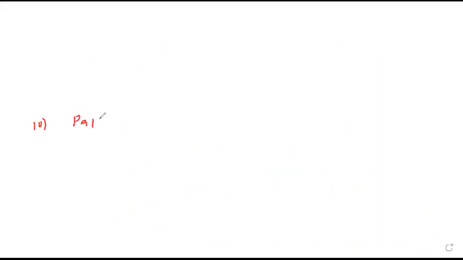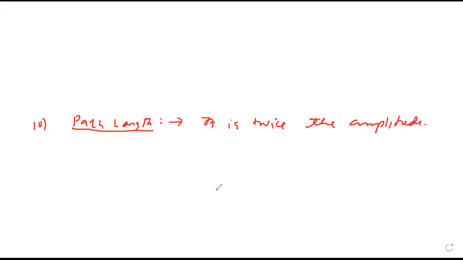What is path length? Path length is twice the amplitude. So the path over which body performs linear SHM is called as path length. It is twice the amplitude.